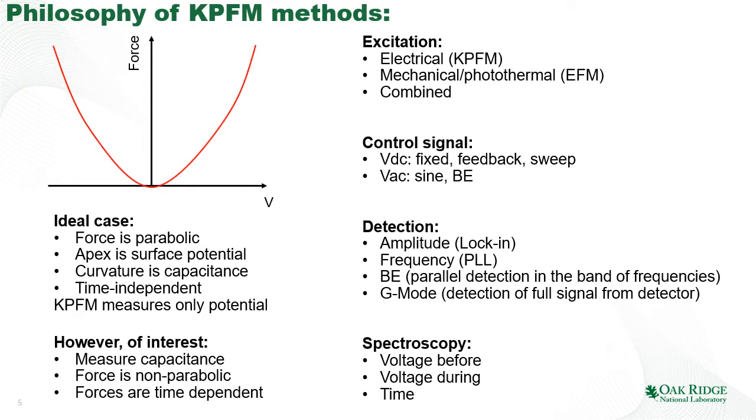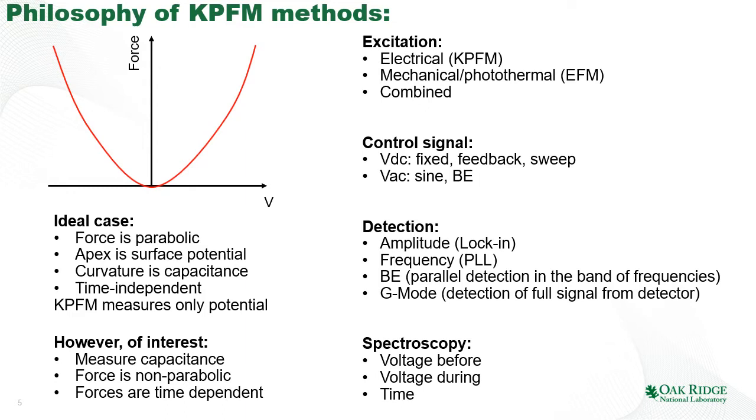So the excitation signal defines how we excite our probe, and this can be the electrical excitation, just sending bias to the probe as in a classical KPFM. It can be mechanical or photothermal, so mechanical by the piezo at the cantilever base or by the photothermal excitation of the cantilever itself, or it can be some combination.